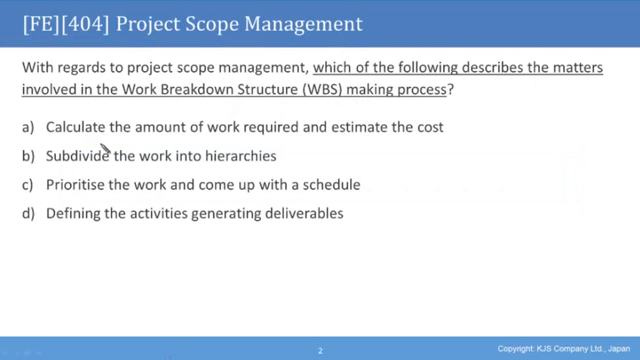Option A, calculate the amount of work required and estimate the cost. So we want to estimate the cost, calculating the amount of work required. Option B, subdivide the work into hierarchies. Option C, prioritize the work and come up with a schedule. Option D, defining the activities generating deliverables. So we need to define the activities in this case. Now we'll be going through the following slides to try and find out how best to answer this question.